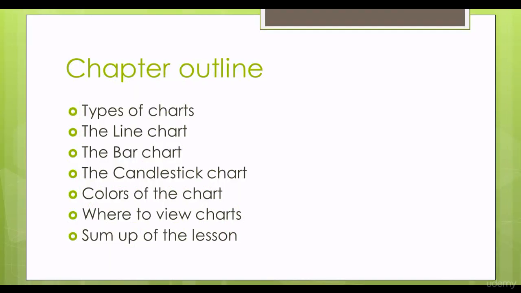This is our lesson outline for chapter 3. We'll begin by looking at the types of chart. Then we'll cover the line chart, the bar chart, and the candlestick chart. Followed by that, we'll move on to colors of the chart, where to view charts, and finally a sum up of the lesson.